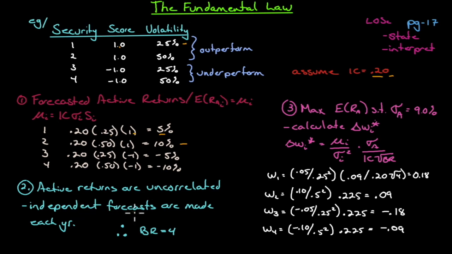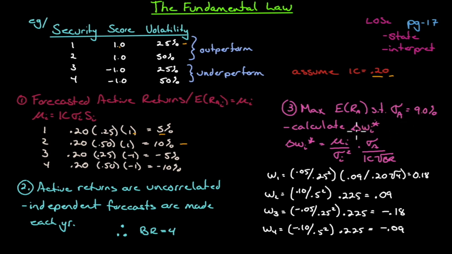If we make independent forecasts each year, we have 4 securities, which means our BR, our breadth, equals 4. If independent forecasts are made twice a year, our breadth would be 8. So our breadth is 4. Now, our goal is to maximize our expected active return subject to active risk being equal to 9%. So there's our goal right there.